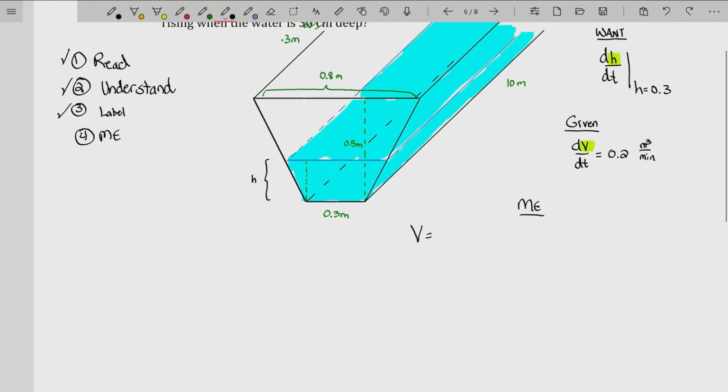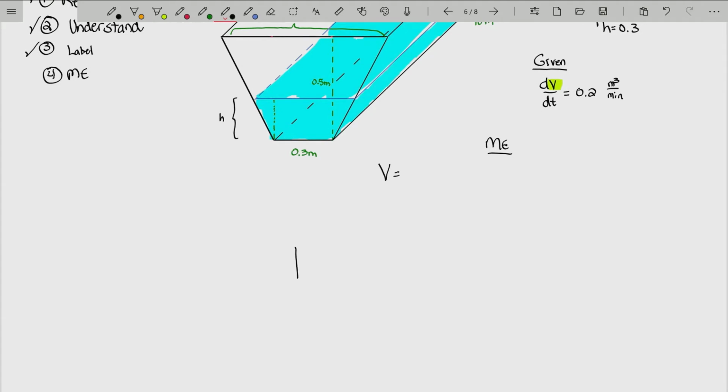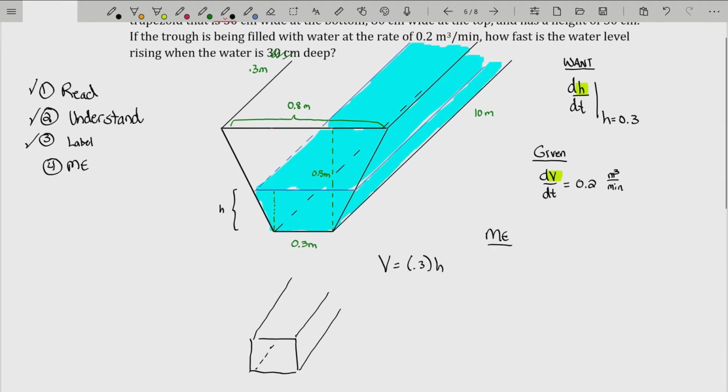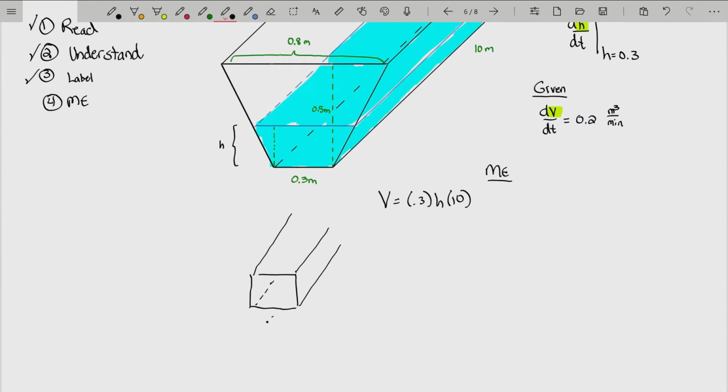I'm trying to zoom out, but it's not working for me. It's a big blocky chunk. It's just this, right? That's the center. And that's an easy volume. It's just 0.3 is the width, and that never changes. The height is H, and then the depth is 10 meters. Again, that's this block. It's 0.3. It's got a height of H and a depth of 10. I hope that makes sense.